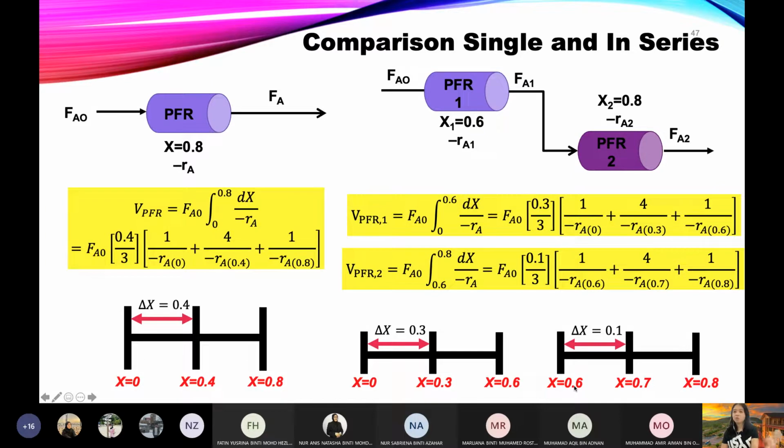So you can see right, x1 0.6, x2 0.8. So middle x dia 0.7. So dia punya gap tu 0.1. Kamu kira depan, kamu kira belakang pun delta x dia masih sama, which is 0.1.